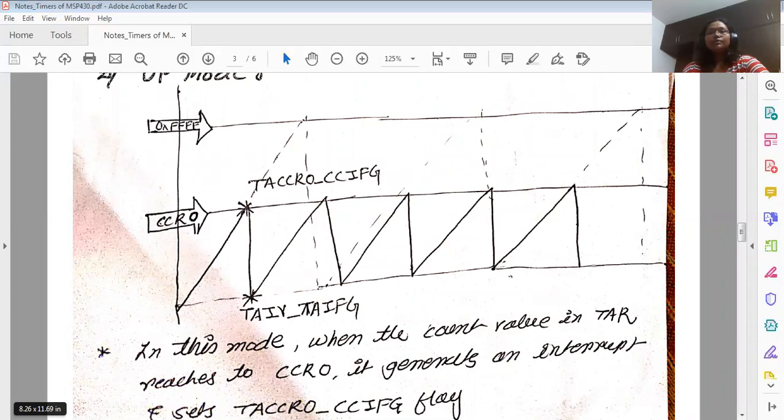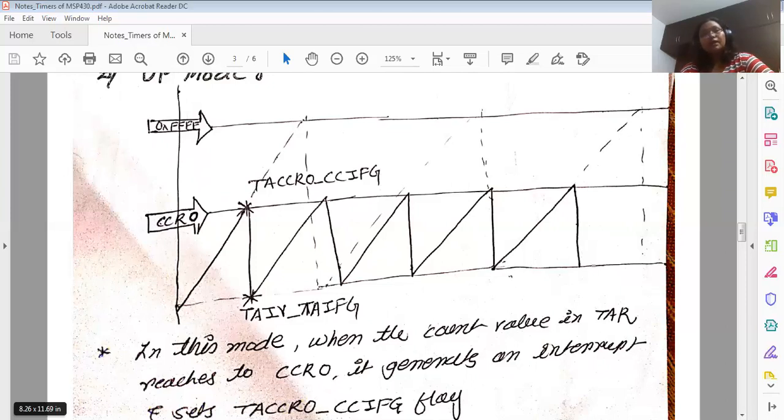The next mode is up down mode. As its name indicates, in up down mode, when you initiate or run the counter, the contents of the TAR register will be incremented by 1 with the arrival of every clock pulse, and it is continuously compared with the contents of capture compare register 0, CCR0. When the contents of the capture compare register are the same as the contents of the TAR register, an interrupt is generated as in the up mode, that is, the interrupt TACCR0 underscore CCIFG, the same interrupt, is generated.